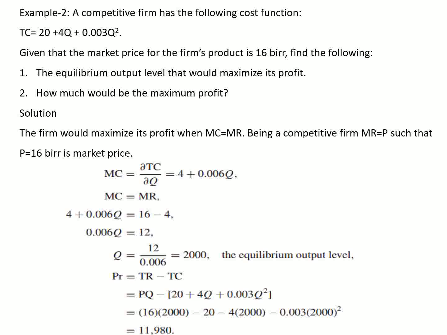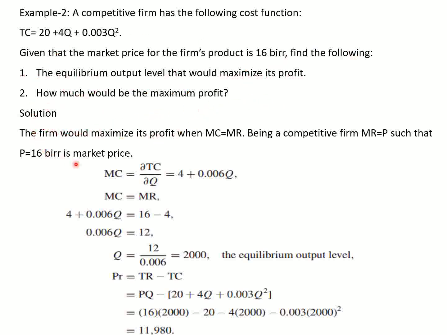Let's move to the second example. A competitive firm has the following cost function. This is a total cost function. Given that the market price for the firm's product is $16 per unit, find the following: the equilibrium output level that would maximize its profit, and how much would be the maximum profit?